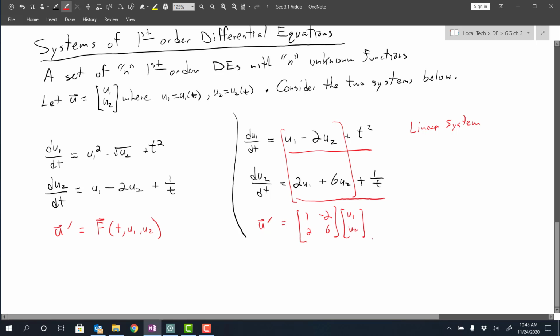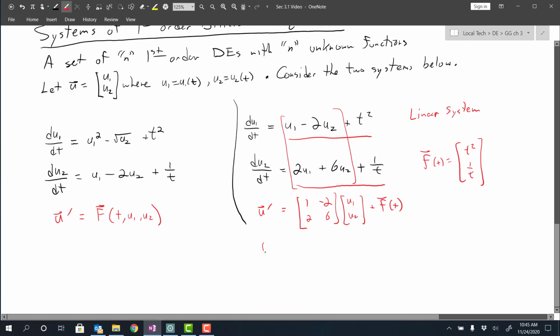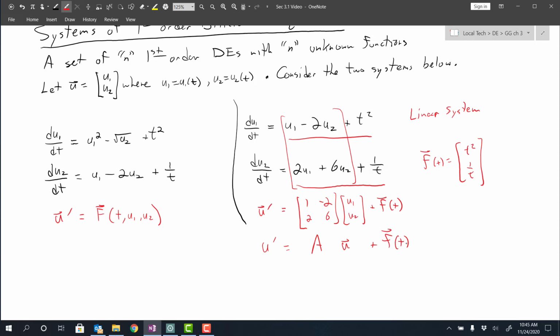And I will, in this case, have some extra t stuff left over, and so I could just wrap that into a vector-valued function of t. I'm defining f in this case, that vector-valued function, to be the vector t squared and 1 over t. So I've really rewritten this as u prime is equal to some matrix A times the vector u plus f of t. So we've re-expressed the system of first-order differential equations in terms of this vector notation.